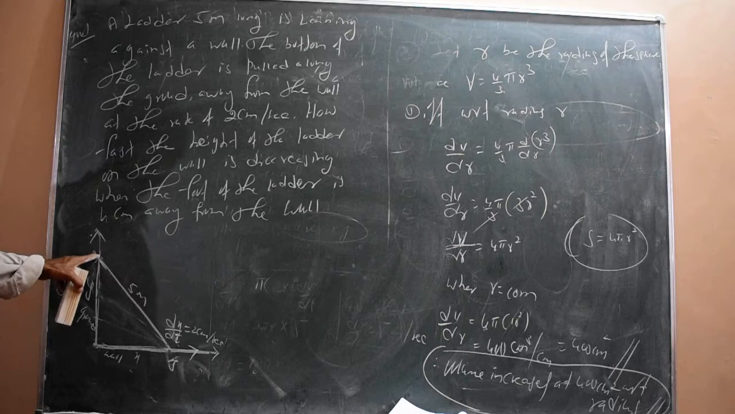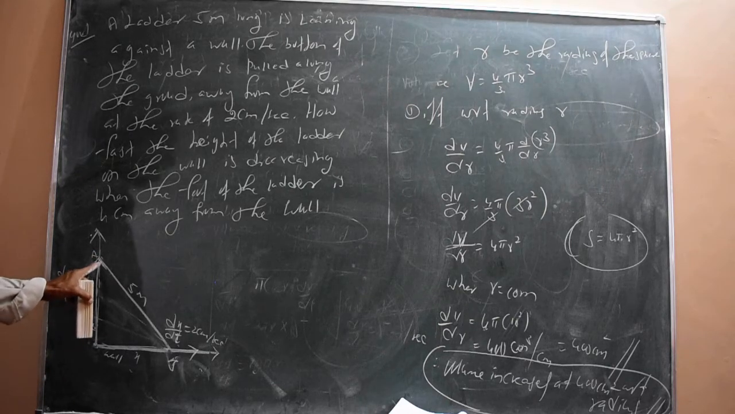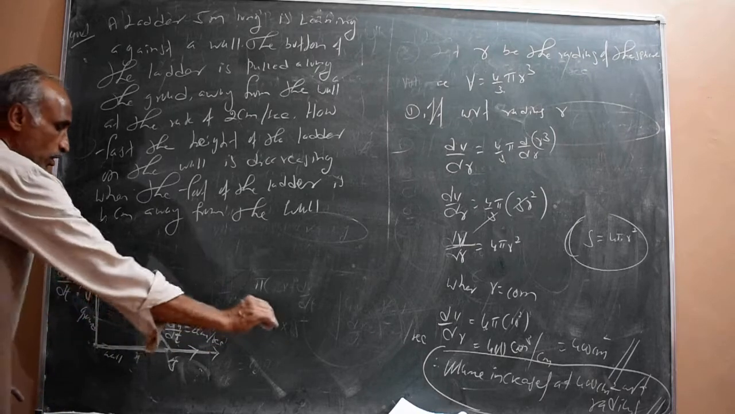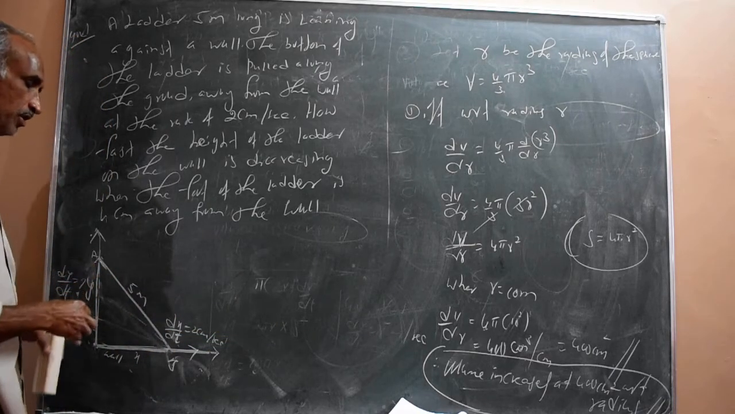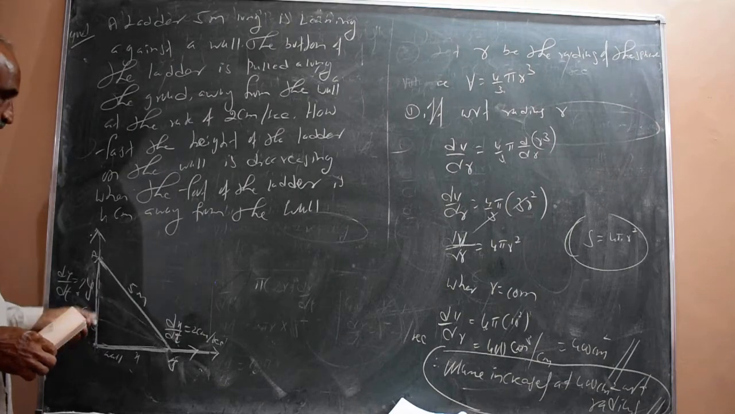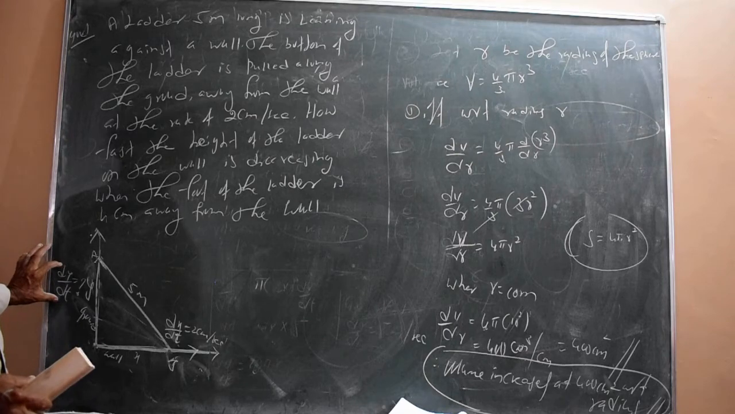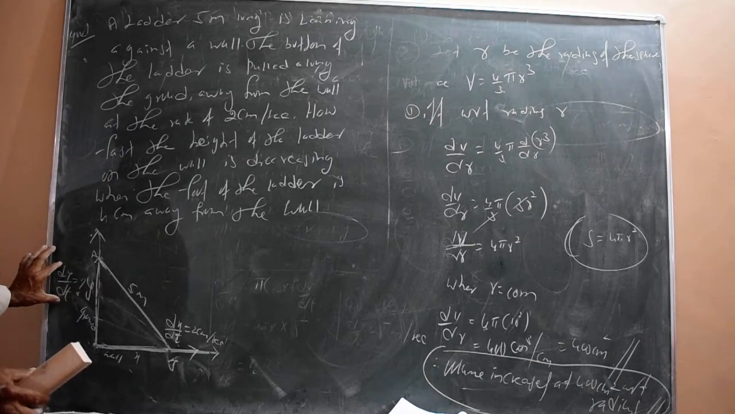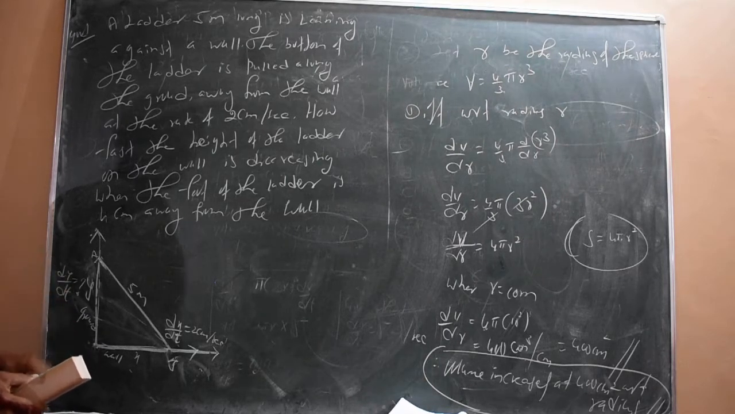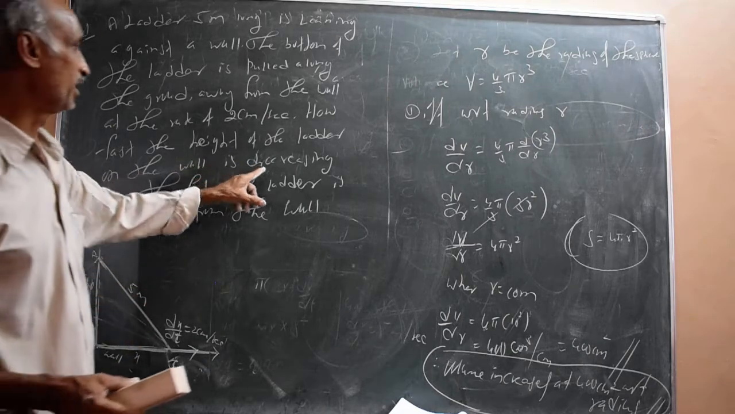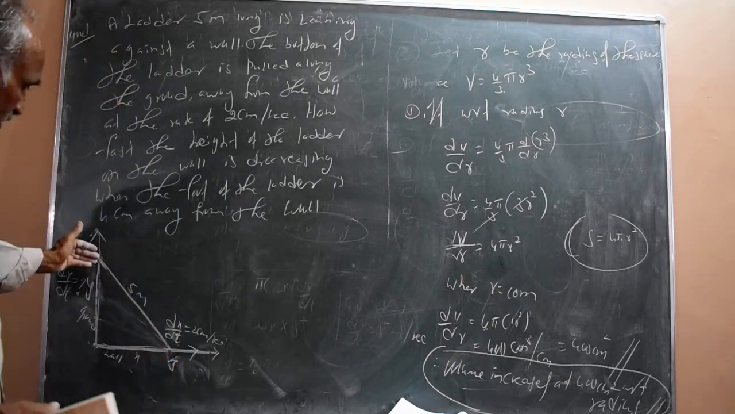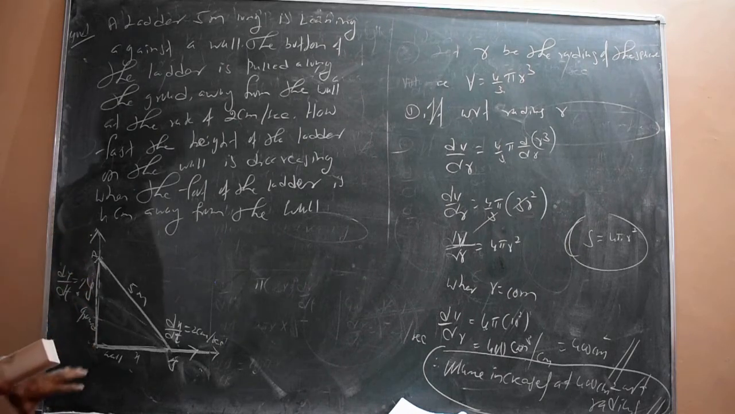Understood? Why the height? The height of the top of the ladder from the ground. That height actually decreases as the ladder is pulled out. Just imagine, it will be coming down. Then at what rate is the height of the top of the ladder coming downwards along the wall? The question is dy by dt. As it comes down, y decreases, height decreases.